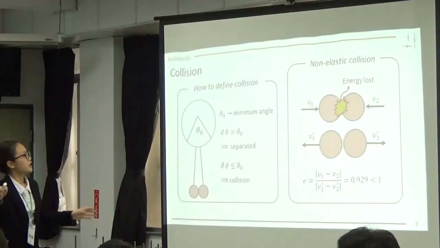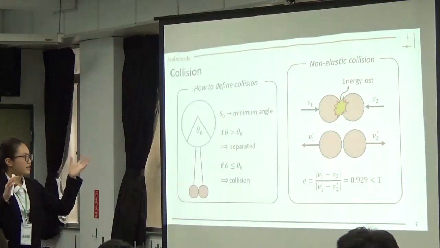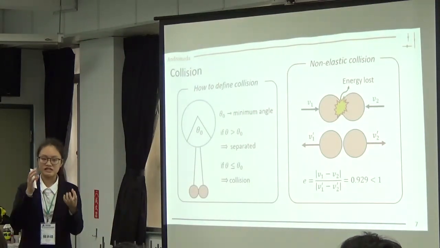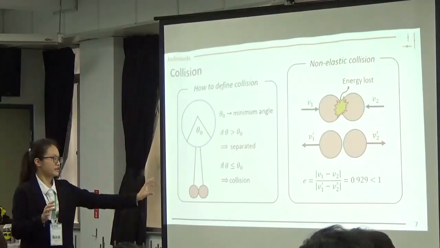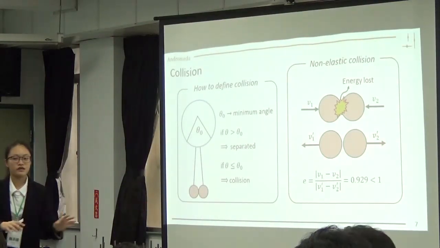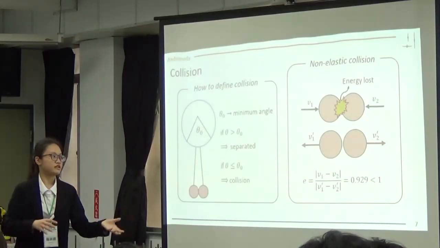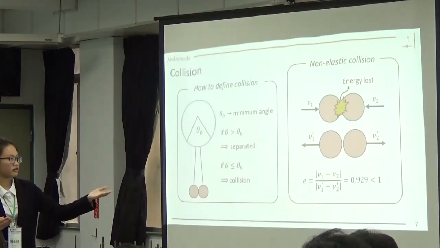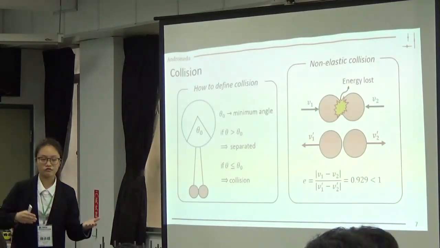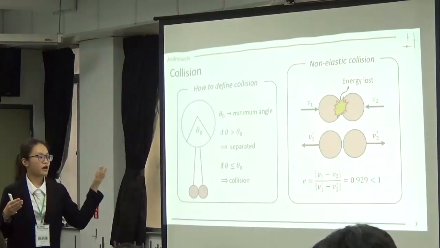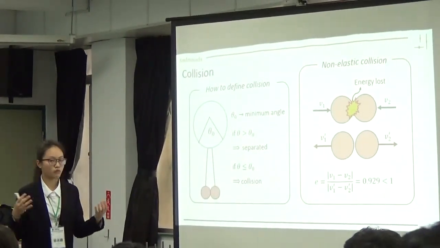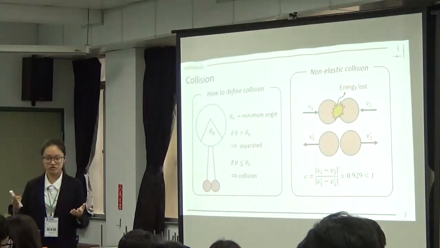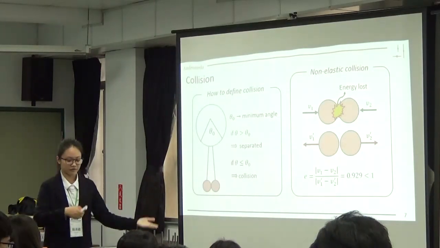Next, for the collision, the way we define collision is when the angle between 2 strings is smaller than or equal to the minimum angle it can be. So we define that as a collision. If it's greater than theta 0, then it is separate, so it's still moving. And for what kind of collision we are talking about, first we have to calculate the coefficient of restitution. After doing that, we get that RE equals 0.929, which is smaller than 1, so it means our collision is a non-elastic collision, which means there's definitely energy loss during this phenomenon.